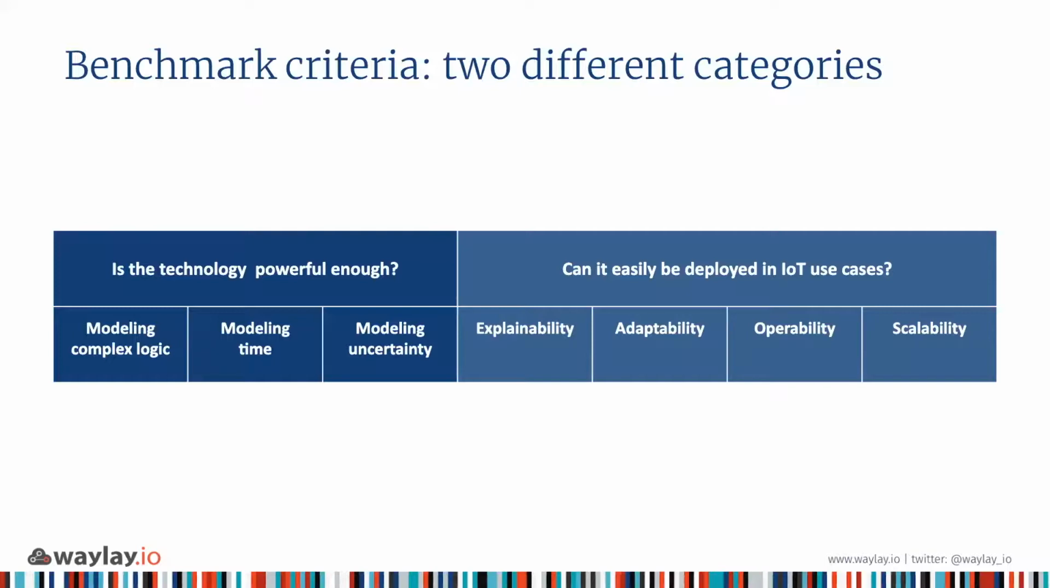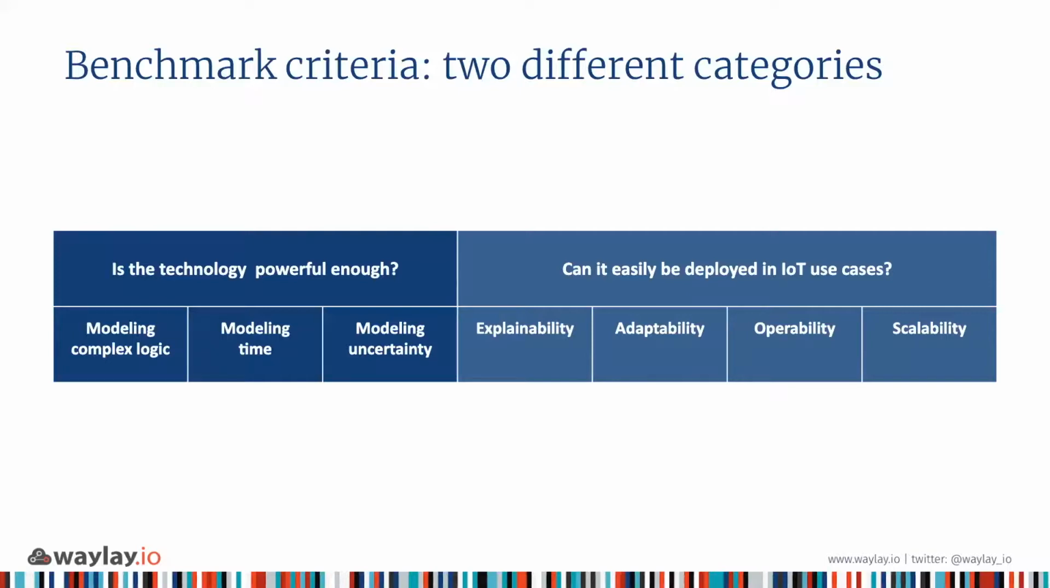One is related to simple technology criteria in the context of the rules engine: is my rules engine good enough to express all the modeling that I'm required to do? While not forgetting an even more important aspect of automation, which is moving from academia to reality, to the enterprise: how easy it is to deploy this automation for my particular use case. And then we talk about other aspects of the benchmark criteria, such as explainability, adaptability, operability, and scalability.